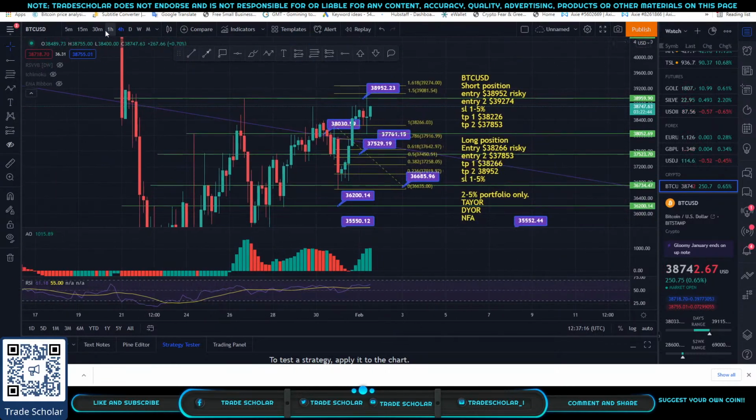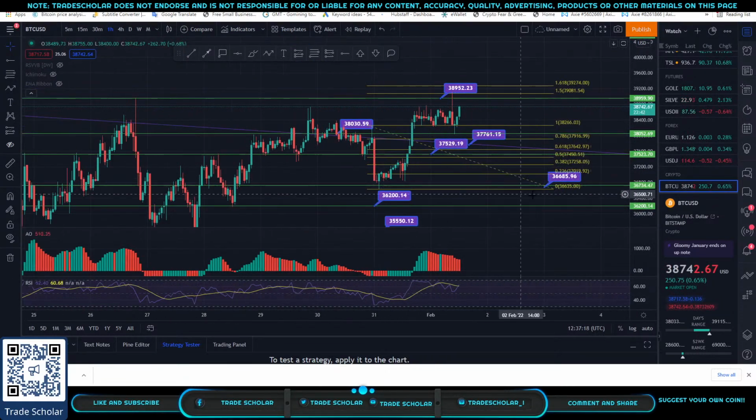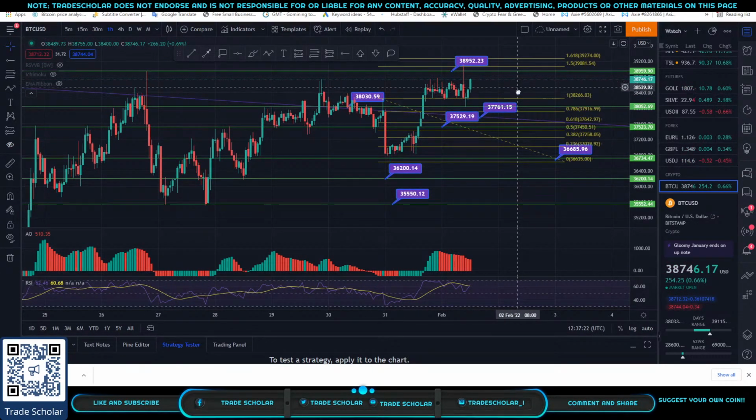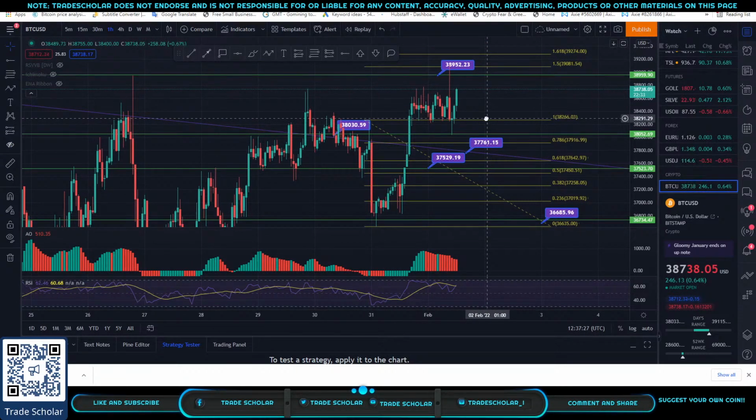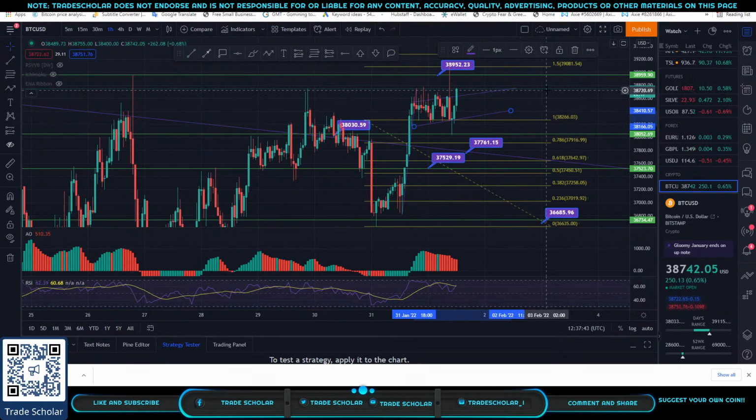So let's check our 1-hour time frame. Our 1-hour time frame is printing a bullish candle. This one, let's say, is a bull flag. A flag goes like this. Okay, this is the flag.